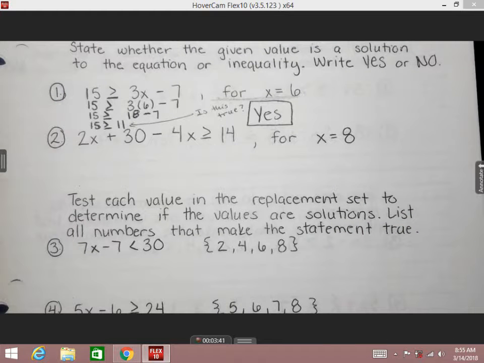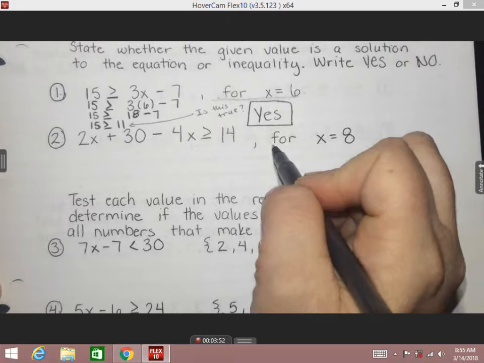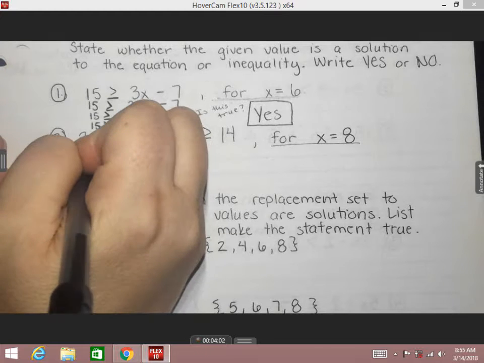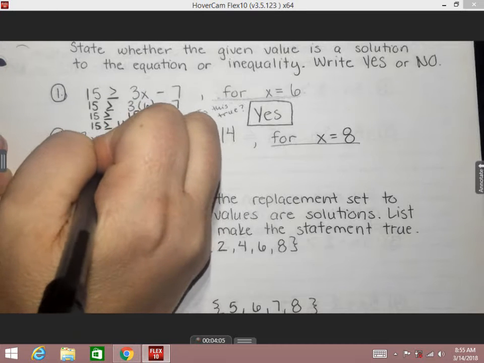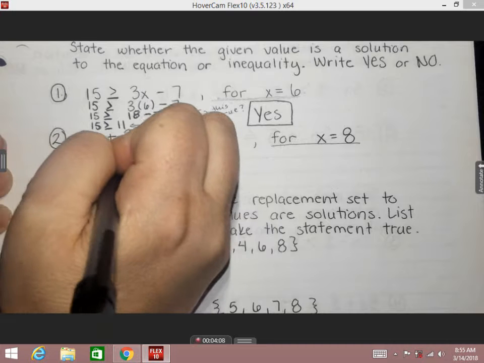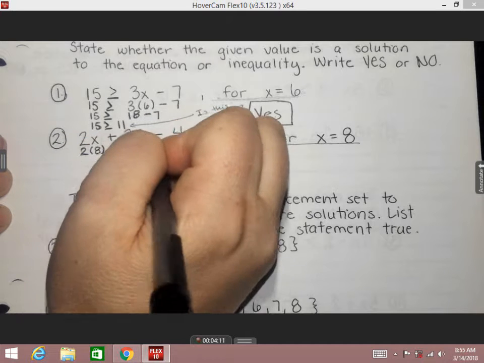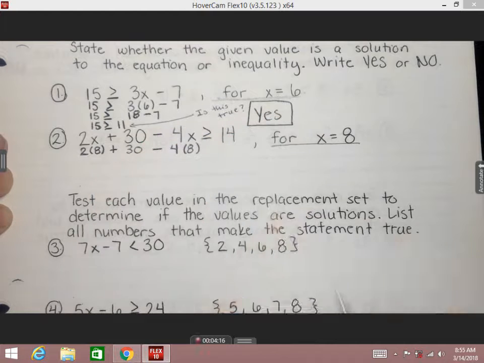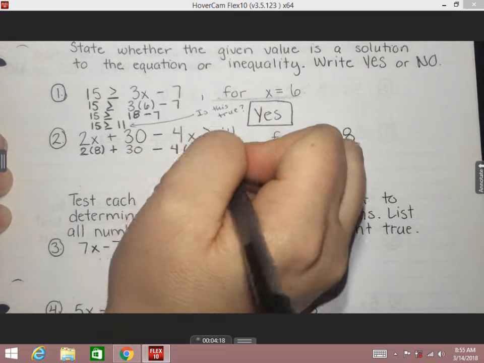So we're going to do number 2 the same way. This time, what does it tell me to replace my x with? Sarah Grace? 8. So this time it says x equals 8. Okay, so this time when I see an x, I'm going to change it to 8. So I have 2, and then I'm going to put it in parentheses again, 8, plus 30 minus 4, and in parentheses 8, because it's replacing my x, greater than or equal to 14.